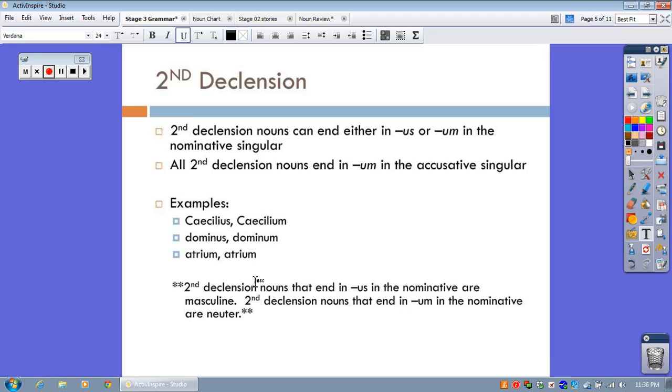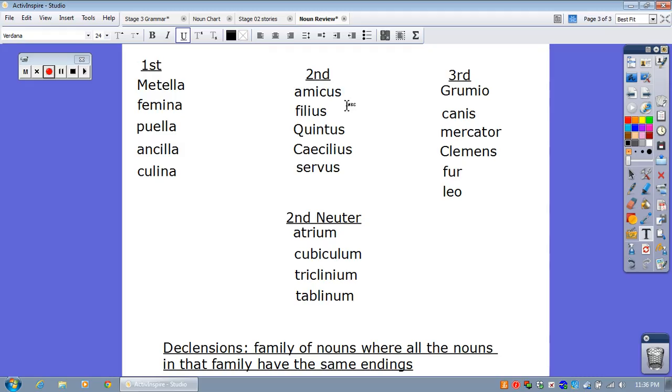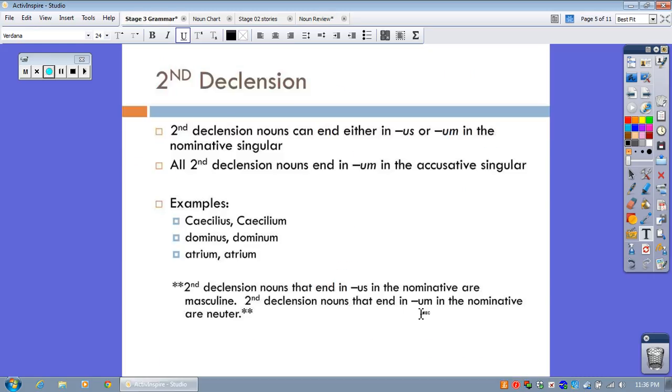So in terms of gender, those second declension nouns that end in -us in the nominative are masculine. And the way you can remember that is look at the characters in your stories, right? Quintus, Caecilius, okay? They are men, so they are nominative. And then the second declension nouns that end in -um in the nominative are neuter.